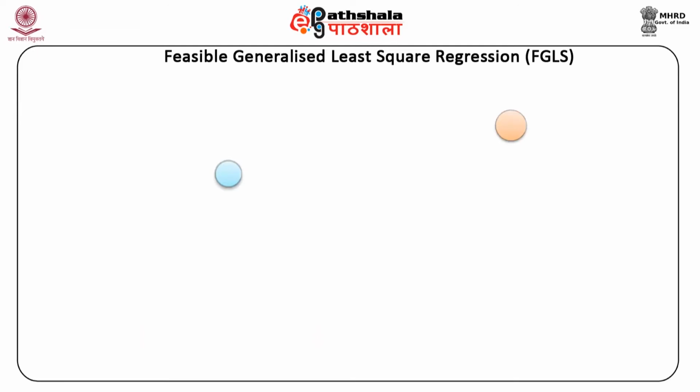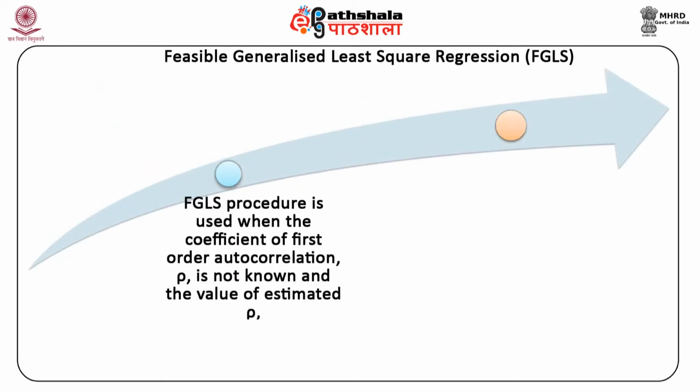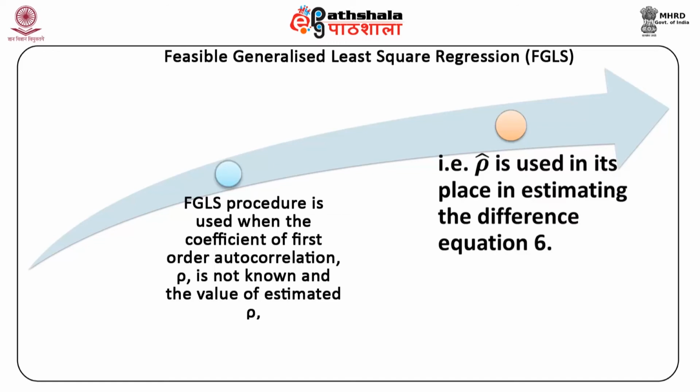Feasible GLS, or feasible generalized least squares regression. The FGLS procedure is used when the coefficient of first order autocorrelation rho is not known, and the estimated value of rho, that is rho hat, is used in its place in estimating the difference equation 6.